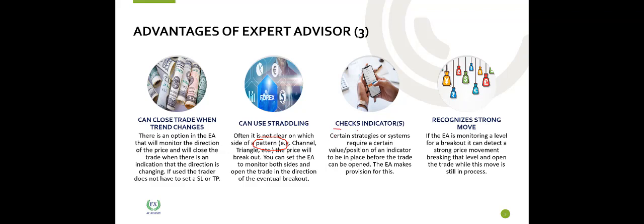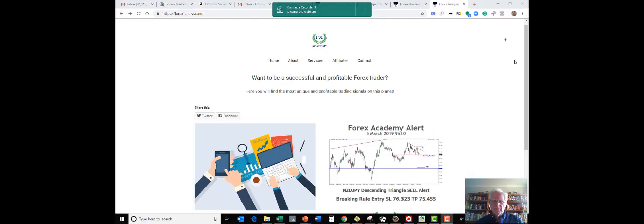Then it will check indicators for you. Like for instance, it will check an RSI indicator for you to see what the reading is there, if it's not oversold or overbought, before it opens the trade. And lastly, it also recognizes strong moves, so if there's a very strong move, it will take advantage of that move and open the trade immediately. So that is some of the very important advantages of this particular expert advisor.